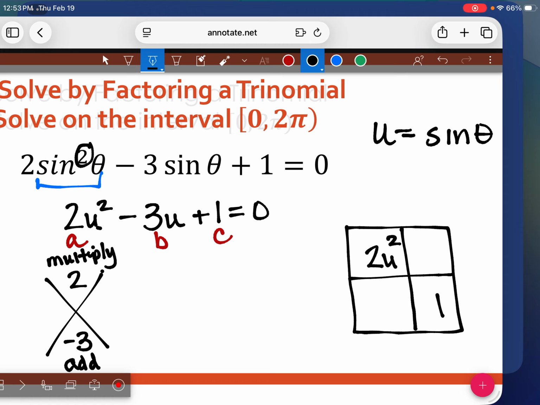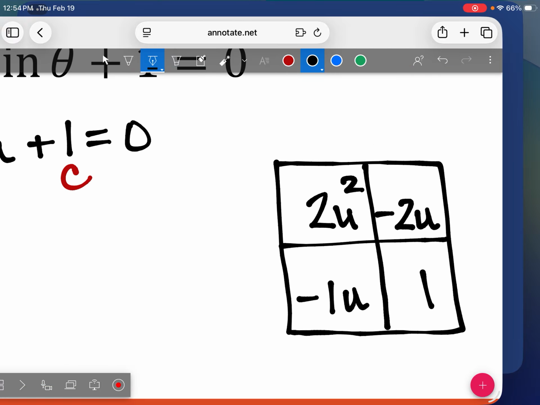Negative 2 and negative 1. Good job. Negative 2 and negative 1. So that means that I can fill in these other 2 squares with a negative 2u and a negative 1u, or a negative u. Okay. So now we've got to take out our GCFs. So when I'm looking at these 2, what can I take out of that top row? What do they have in common? What's the greatest common factor? 2u. Let's take it out.